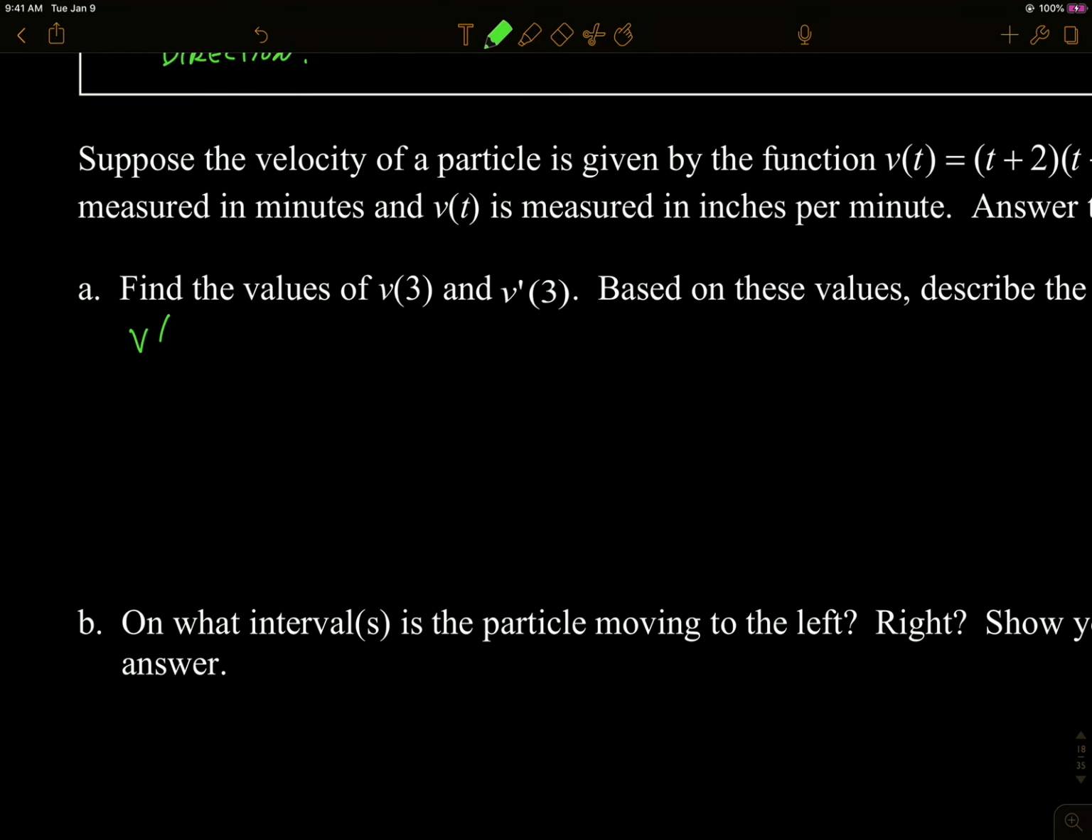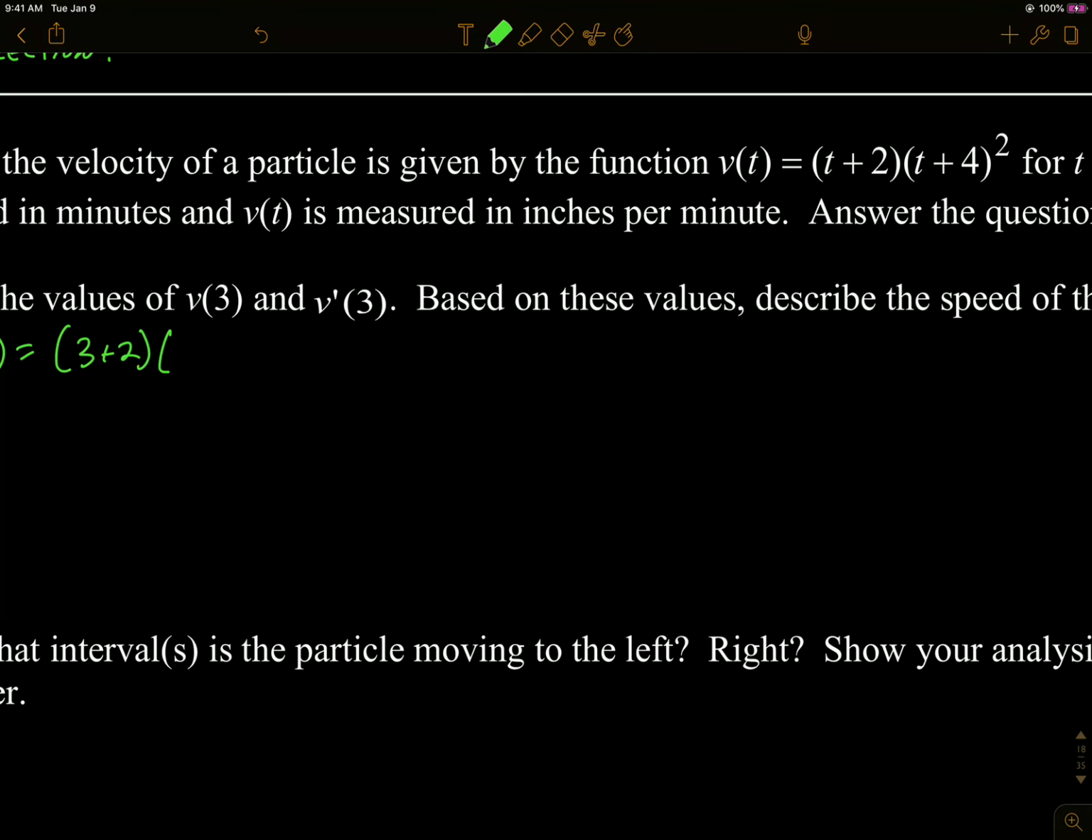So v of 3 equals 3 plus 2 times 3 plus 4 squared. That's going to be equal to 5 times 7 squared, 5 times 49. 5 times 50 is 250, and then I got 5 ones I got to take off, so 245, and that's going to be inches per minute. We're talking about a velocity here. So there's one of our answers.